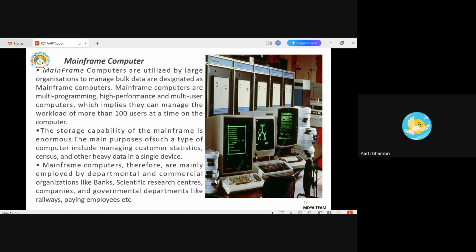Computers utilized by large organizations to manage bulk data are designated as mainframe computers. Mainframe computers are multi-programming, and their performance is very high. They are also multi-user computers, because more than one user can use them, which implies they can manage the workload of more than 100 users.